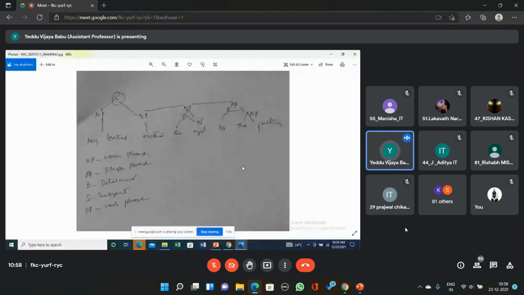Now, if you look at the segmentations: my brother, invited, the girl, to the party. These are the meaningful segmentations. Now, what is my brother? It is a combination of two words; more than one word together is called a phrase. So my brother together is a noun phrase, because it is a combination with a noun.